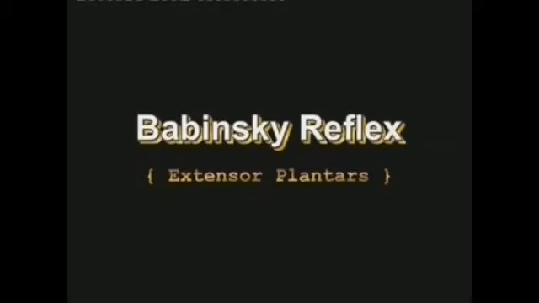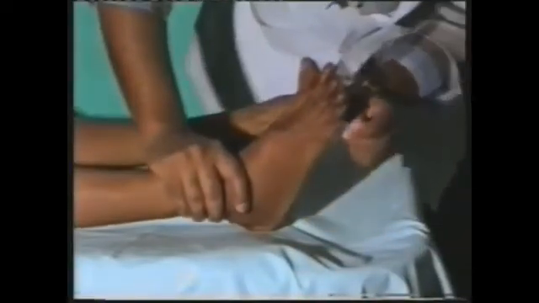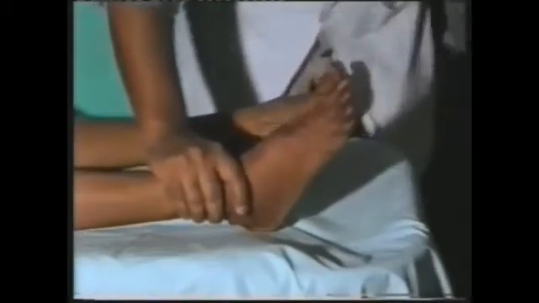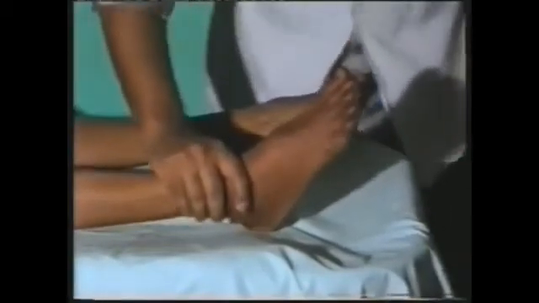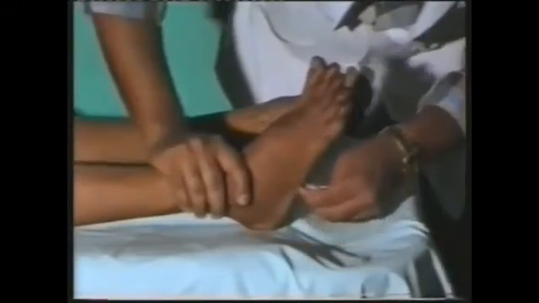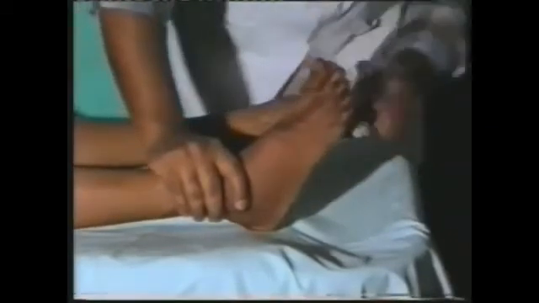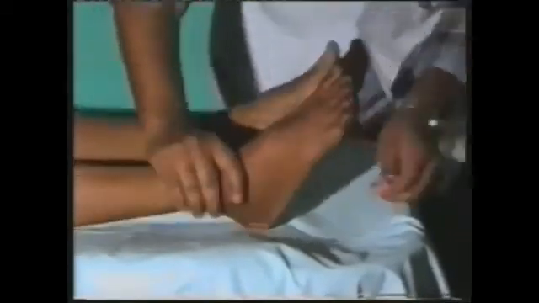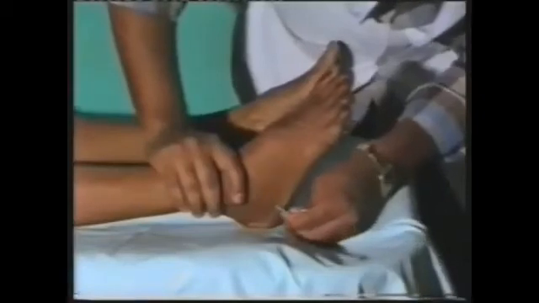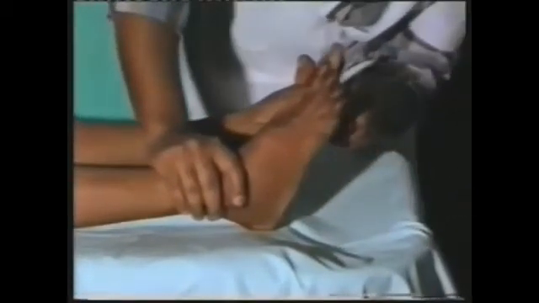Upper motor neuron lesions also show extensor plantars, that is positive Babinski reflex. It is demonstrated by stimulation of the sole along the lateral border from the heel towards the toes. This normally causes plantar flexion of the soles, but as you can see here, there is dorsiflexion of the toes, that is a positive Babinski reflex.